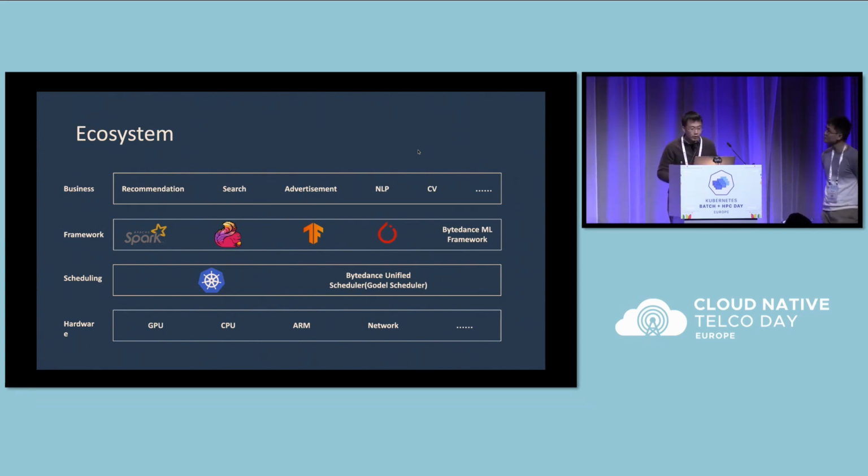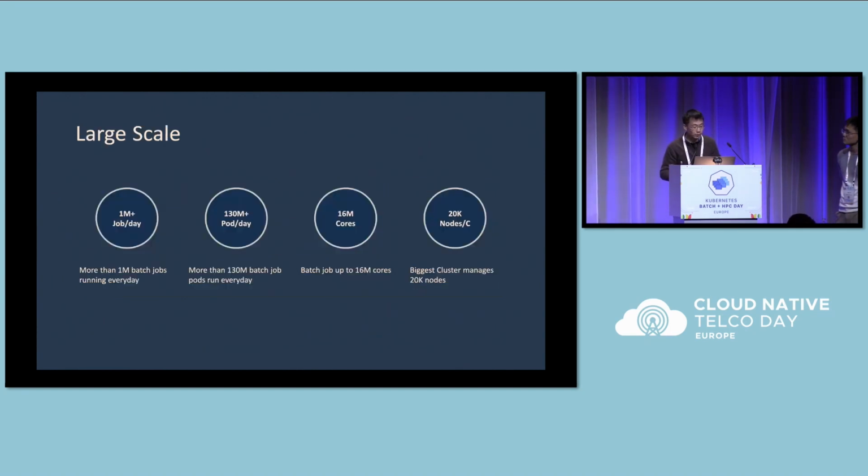For the frameworks, we now have a lot of different frameworks running on our Kubernetes, which are separated by the operator. We have Spark for big data processing, and we use Flink to support our machine learning and big data stream processing. We also run a lot of TensorFlow and PyTorch frameworks, and we also develop many Dance machine learning frameworks to achieve better accuracy. We support a lot of businesses, including recommendation, search, advertisement, neural network processing, and computer vision.